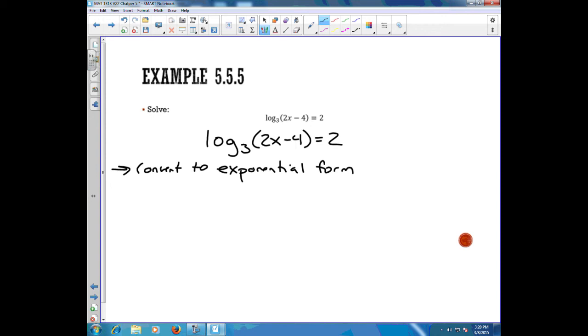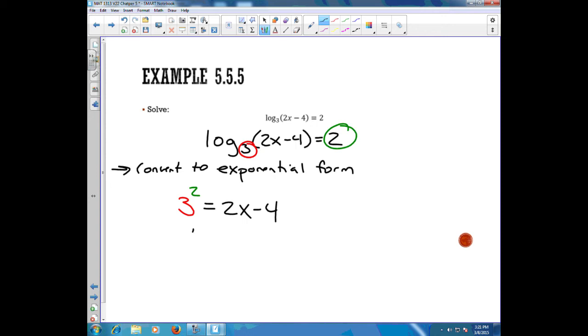So to convert to exponential form, we need to know what the base is. And in this case, the base is 3. We need to know what the exponent is. And remember, when we're talking about logarithms, the exponent always comes after the equal sign. And then we're going to set that equal to what's left. So base raised to the power of the exponent, so in this case 3 squared, is going to be equal to 2x minus 4.